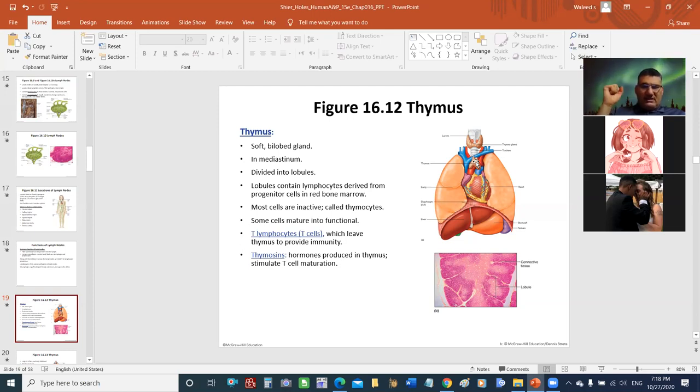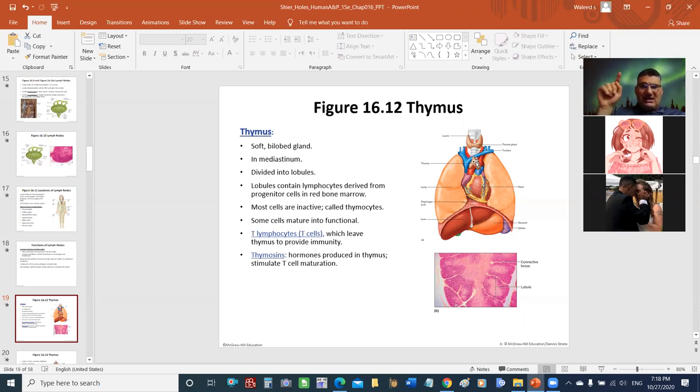And here's what's happening simply. The red bone marrow makes the 2 types, T and B, but it's not active yet. So where do we make the 2 types of lymphocytes? Bone marrow, red bone marrow. But we make them not active yet, not ready to work yet. B is also going to be activated in the bone marrow. T is going to be activated in the thymus.